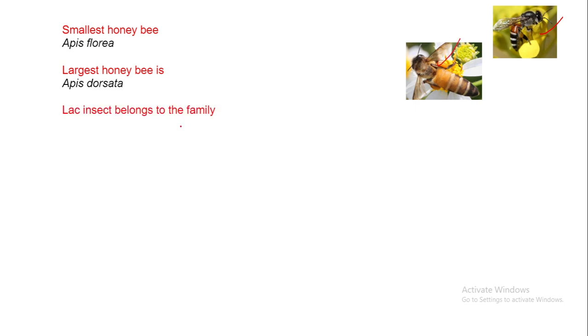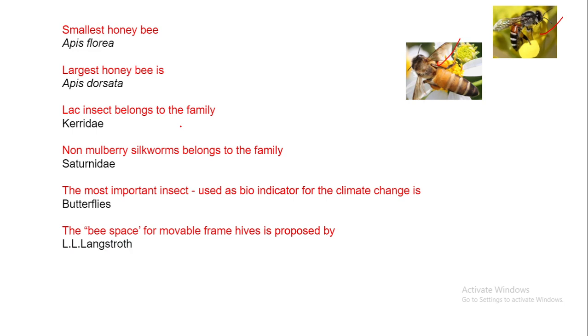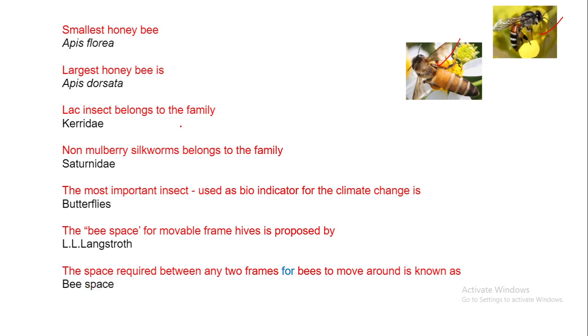Lac insect belongs to the family Lacciferidae. Non-mulberry silkworm belongs to the family Saturniidae. The most important insect used as bioindicator for climate change is butterflies. The bee space for movable frame hive was proposed by L. L. Langstroth. The space required between any two frames for bees to move around is known as bee space.